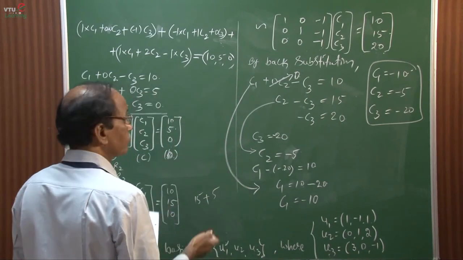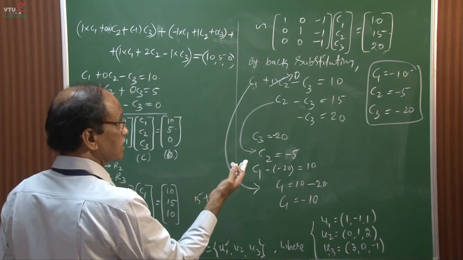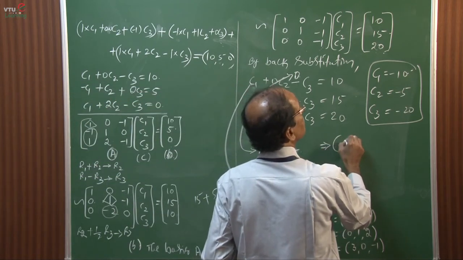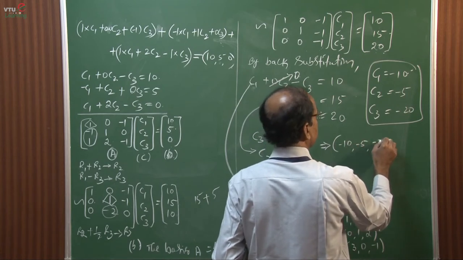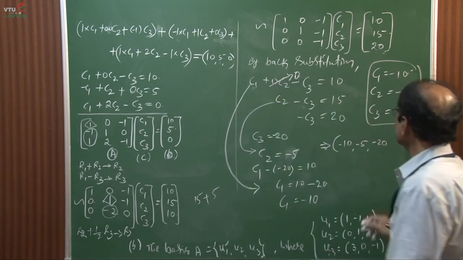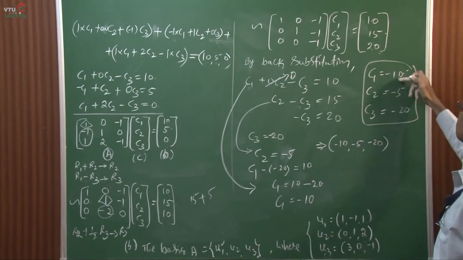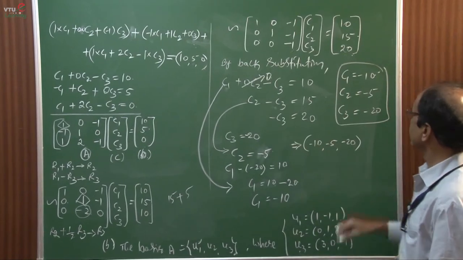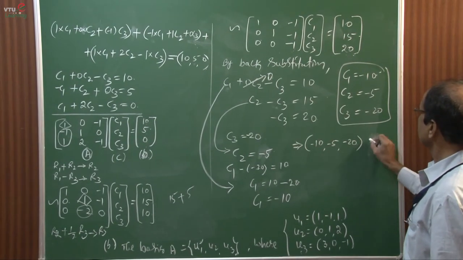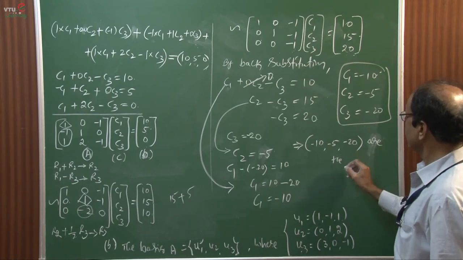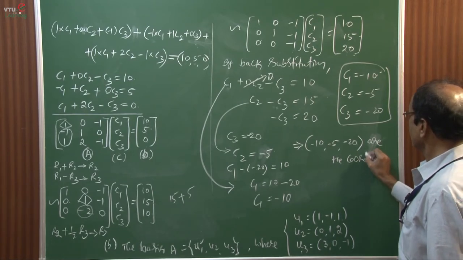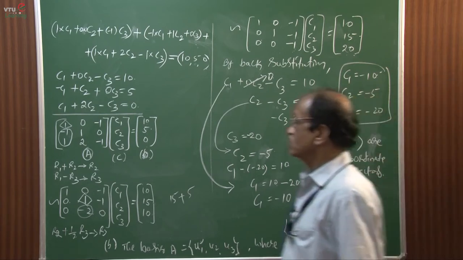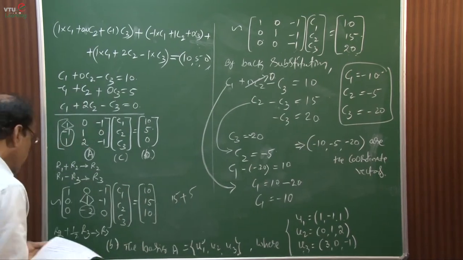Therefore, the values of vectors in the form of scalars, this implies the coordinate vectors are minus 10, minus 5, and minus 20. All the three are negative, it looks: minus 10, minus 5, and minus 20 are the coordinate vectors. So this is the answer for the second question.